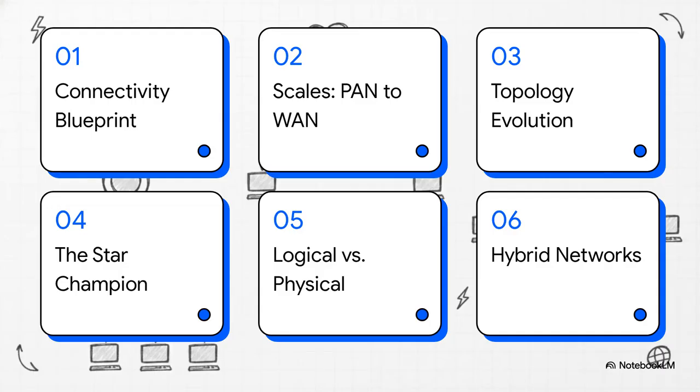To truly understand how we got from ARPANET to today's totally seamless connectivity, here is our roadmap for the explainer. We'll cover the blueprint of connectivity, network scales from PAN to WAN, the topology evolution, the star topology champion, logical versus physical layouts, and finally, scaling up with hybrid networks. It's a really logical progression, so stick with me.